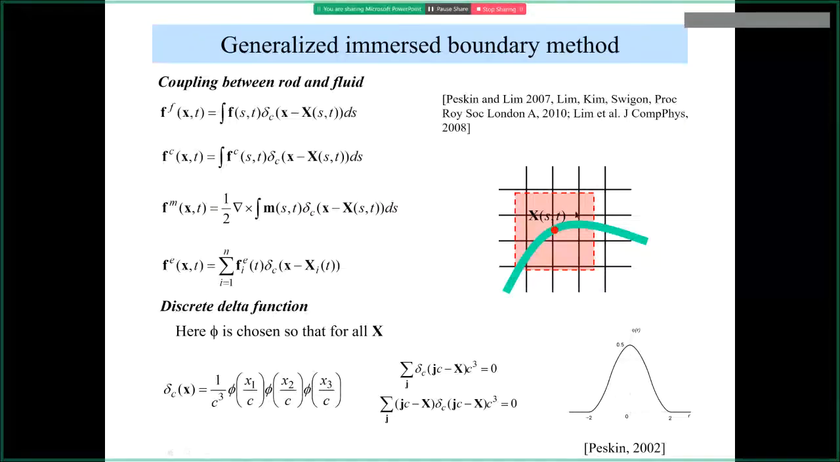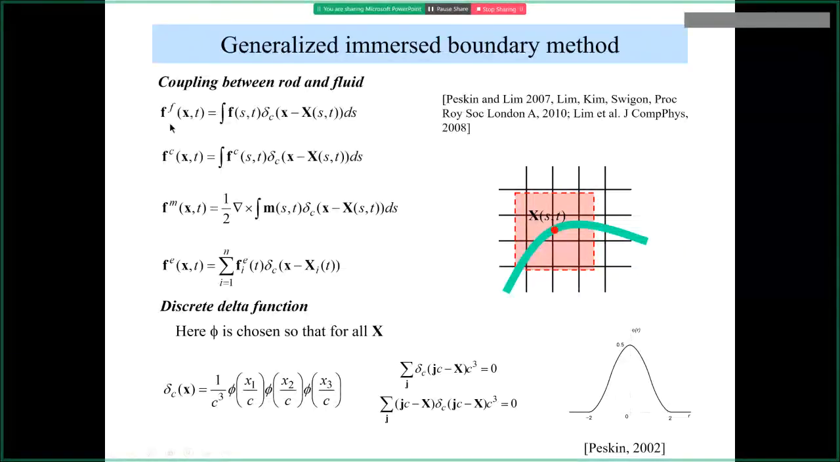In fact, the DNA is carried along with the fluid. We assume no slip boundary conditions. So it's mostly the forces that the DNA generates onto the fluid that need to be projected onto the fluid grid points, and we do that using these discrete delta functions.